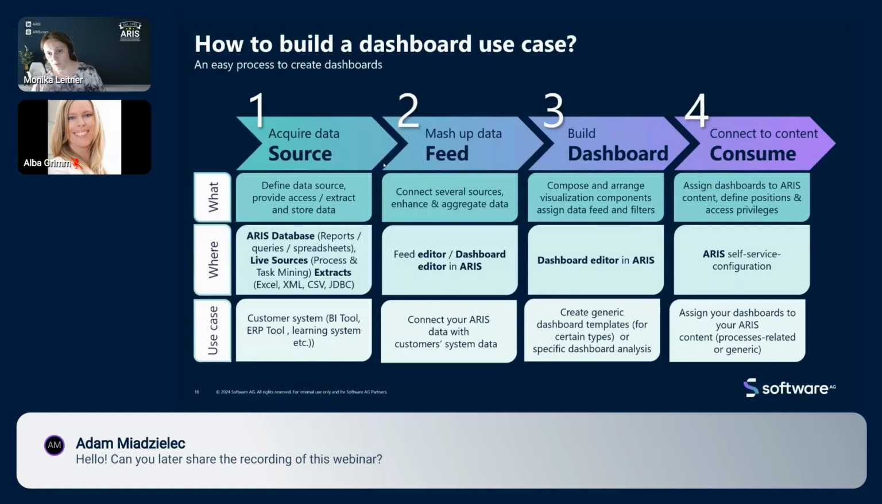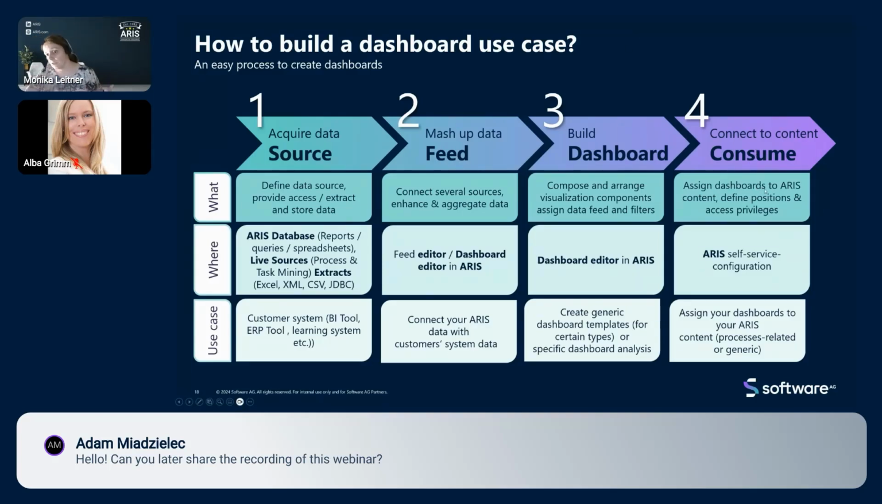The third step would be to build your dashboard. You will do this in the dashboard editor. You will build some bar charts, pie charts, some tables, make it as generic as possible for certain types, or you can also make it available just for specific models if you want. And then connect to content for consumption.